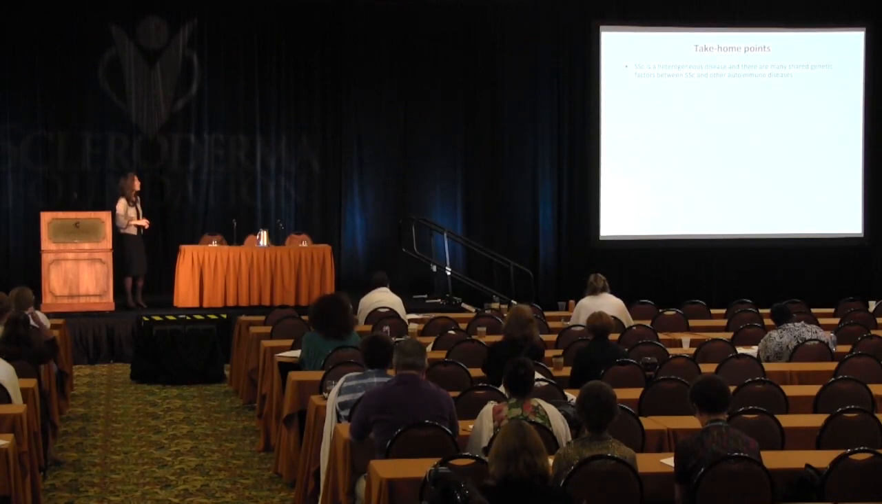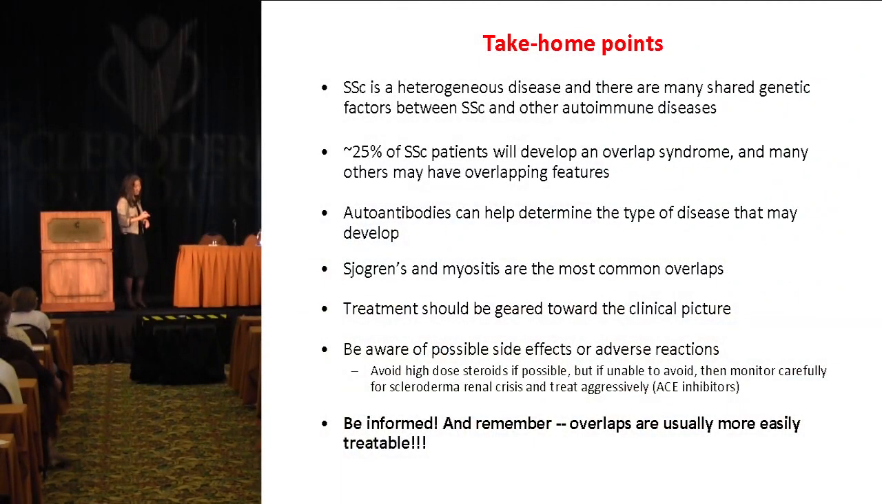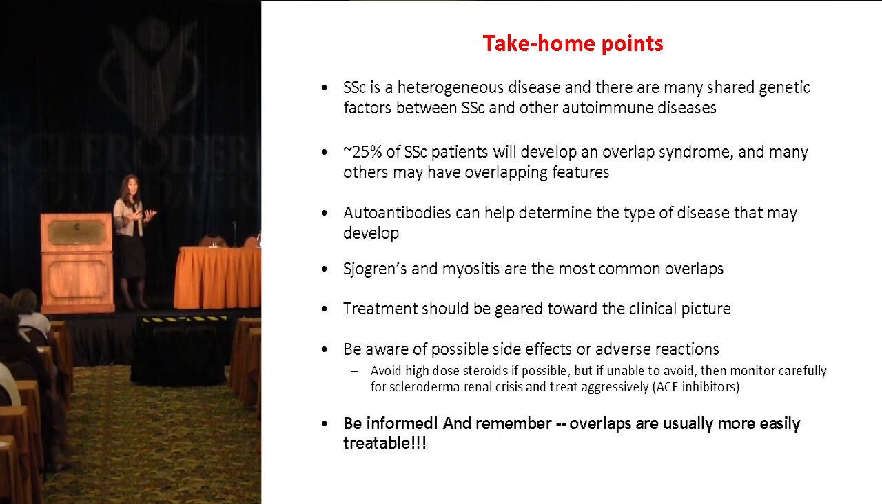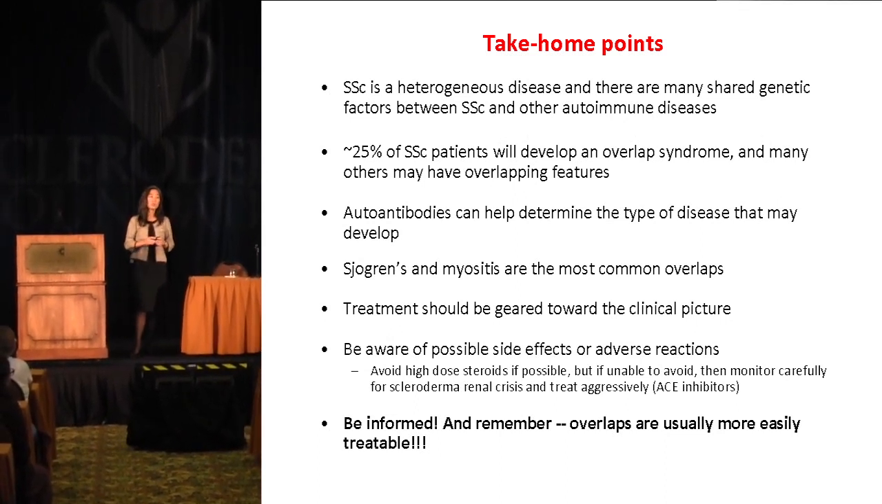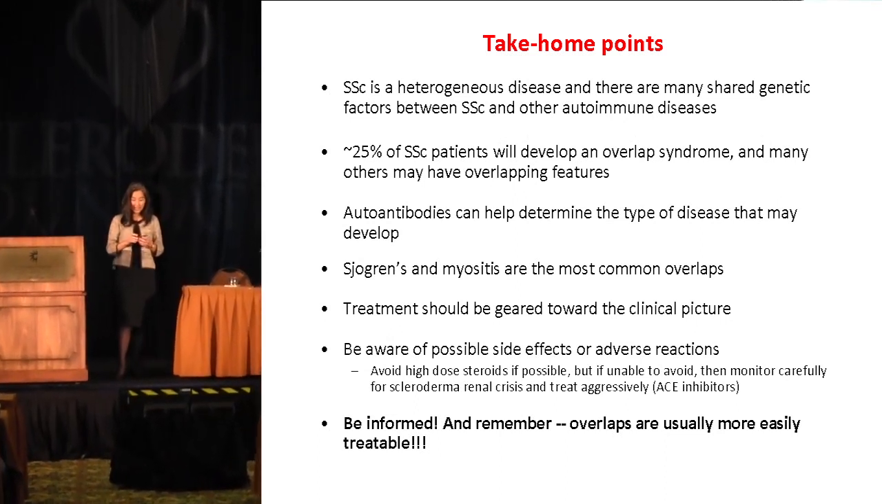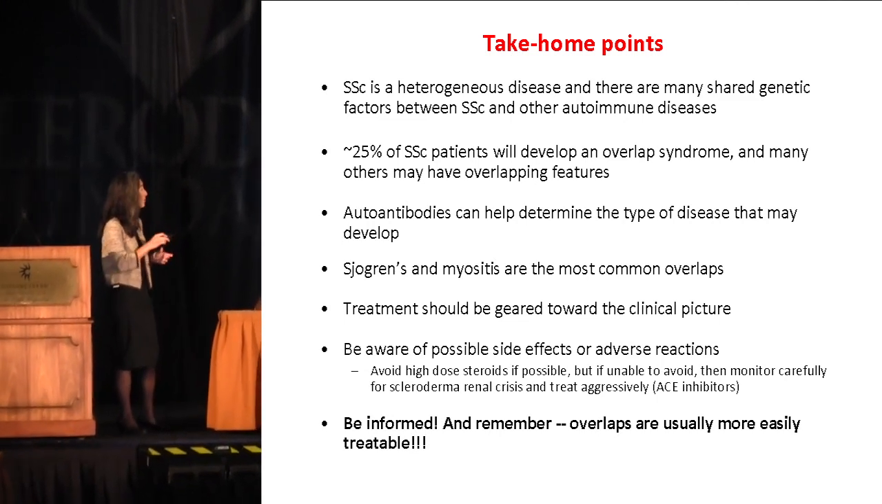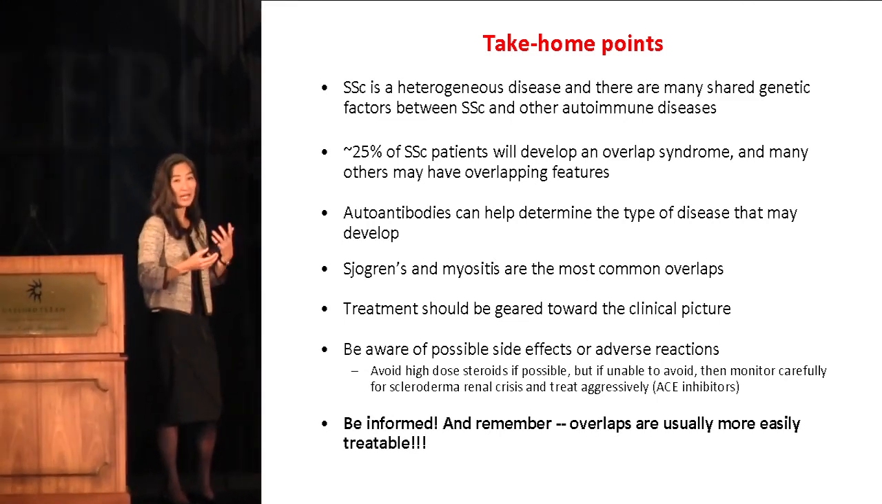The take-home points, just to reiterate, that we talked about earlier: scleroderma is a heterogeneous disease. We've been learning there are many shared genetic factors between scleroderma as well as other autoimmune diseases, and so this provides some explanation for why overlaps happen. About 20% of scleroderma patients will officially develop an overlap syndrome. However, as I mentioned, many of my other patients will have overlapping features. They may not meet diagnostic criteria for another actual connective tissue disease, but I'm always looking.